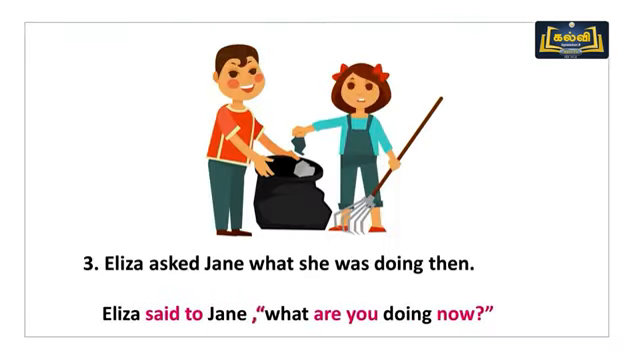Next one: Eliza asked Jane what she was doing then. "Asked", so it is an interrogative question. A question has been asked. So it is an interrogative format. While you are changing into direct speech: Eliza said to Jane, comma, start the quotation, "What are you reading now?" It is a question. Put the question mark and close the quotation.